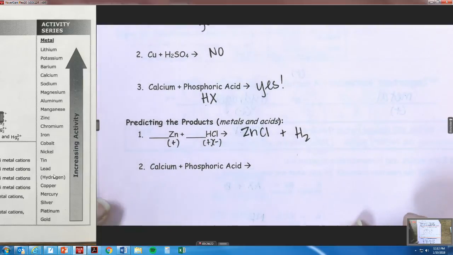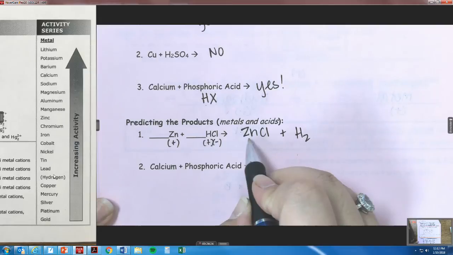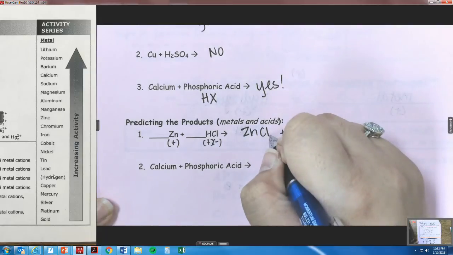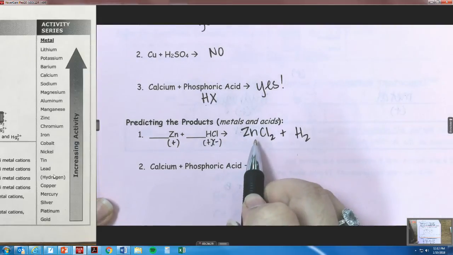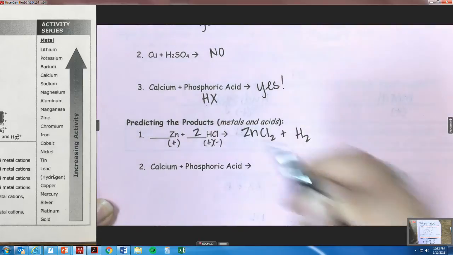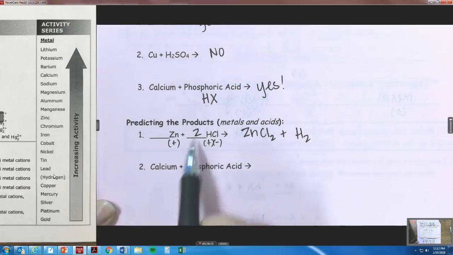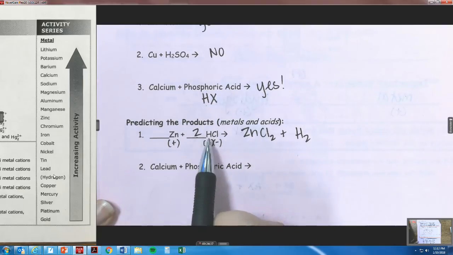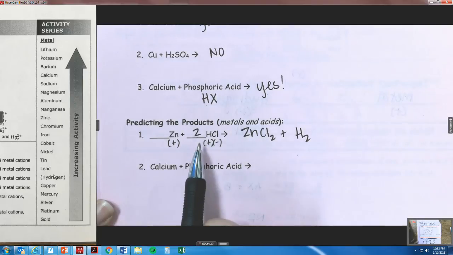Zinc has a charge of positive 2, chlorine has a charge of negative 1, so ZnCl2. To balance our equation, all we have to do is put a 2 right here. So we have 2 hydrogens, 2 hydrogens, 2 chlorines, 2 chlorines.